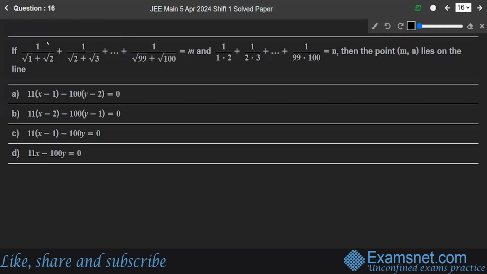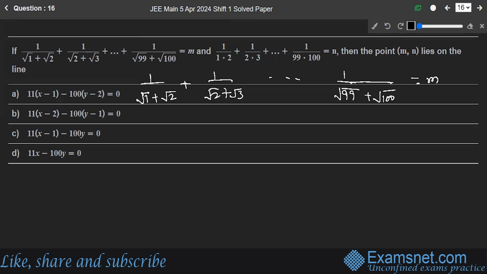Question number 16. If 1 upon root 1 plus root 2, plus 1 upon root 2 plus root 3, and so on till 1 upon root 99 plus root 100, is equal to m, and this other expression is equal to n, then the point (m, n) lies on which of these lines? So you have to find the values of m and n. Let's write m is equal to 1 upon root 1 plus root 2, plus 1 upon root 2 plus root 3, and so on till 1 upon root 99 plus root 100. This is equal to m.